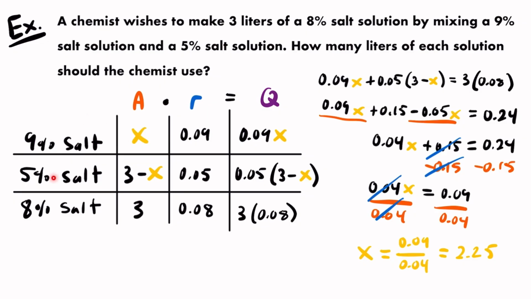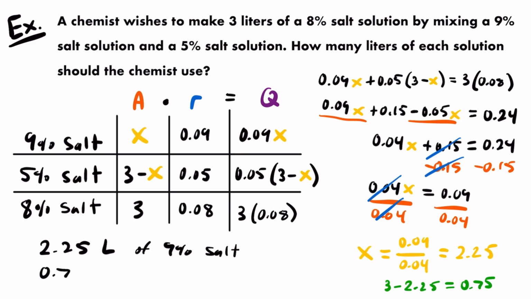And then for the other solution, the 5% salt, we know that the amount of that solution is 3 minus x. So you want to subtract 2.25 from 3 to get the amount of that solution. And if we do that work on the side here, 3 minus 2.25 is equal to 0.75. All right, so here's our final answer. The chemist should use 2.25 liters of the 9% solution and 0.75 liters of the 5% salt solution. Okay, that would be the final answer to this problem.